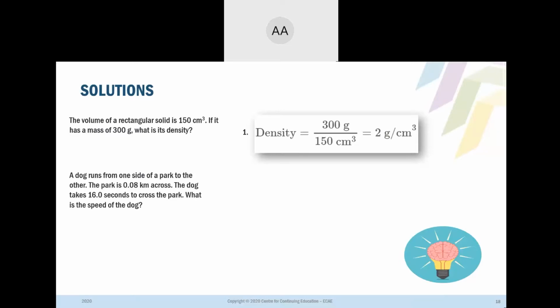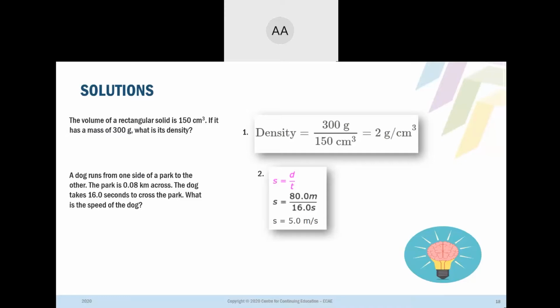Next, a dog runs from one side of the park to the other. The park is 0.08 kilometers across. The dog takes 16 seconds to cross the park. What is the speed of the dog? Something in here that maybe some of you missed, but let's have a look. So, speed, nice and simple, distance divided by time.